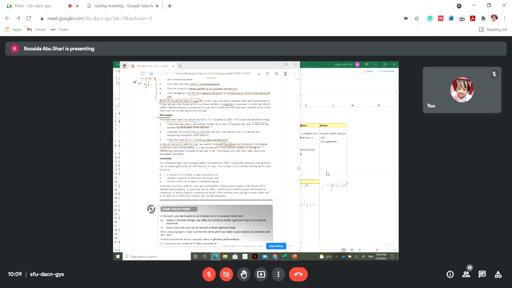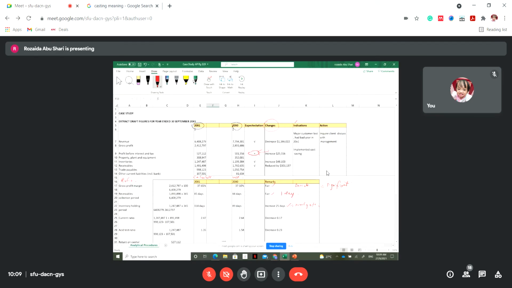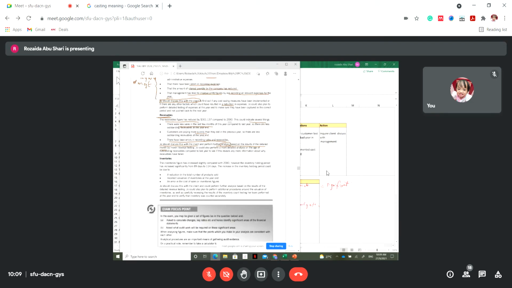Okay, and then for the inventory. Look at the inventory. The inventory holding period has drastic changes, so you have to look at the relationship with the inventories. Inventories increased by 48,103. So what is the possible indication for the inventory? The inventory figure has increased slightly compared with last year. However, the inventory holding period has increased significantly from 89 days to 114 days. So the holding of inventories is higher.